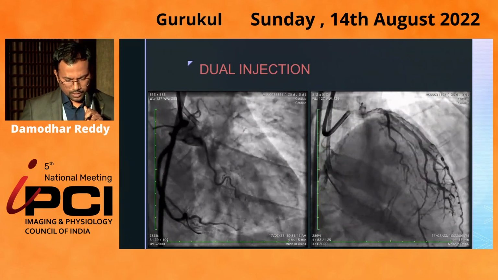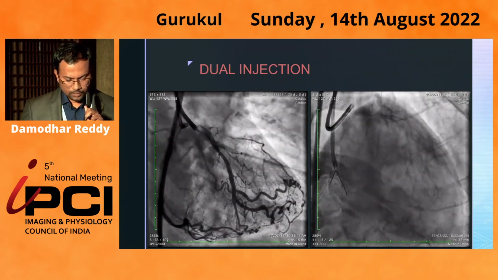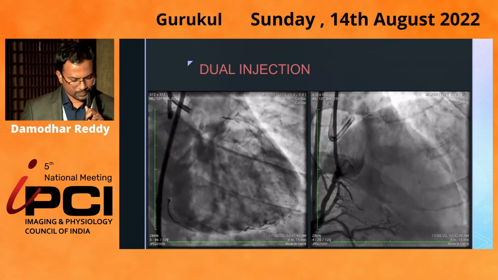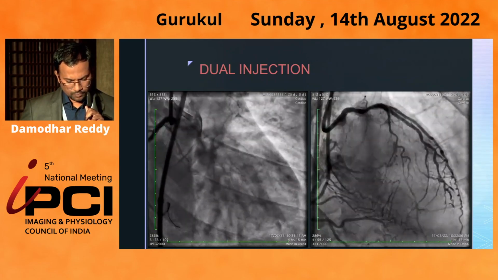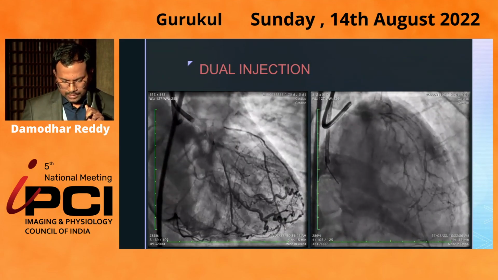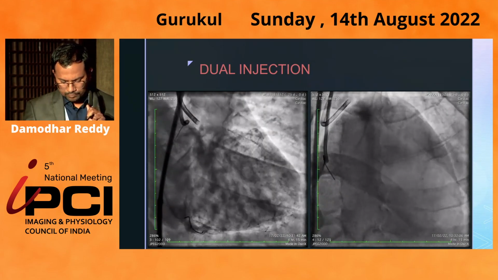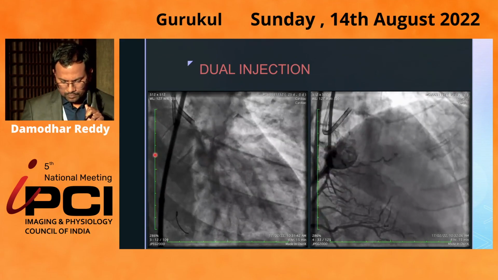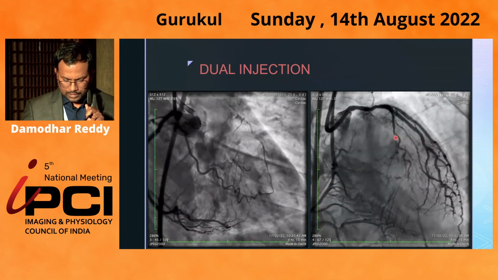So you can see beautiful collaterals with good interference from the distal RCA to the LAD. You can see the LAD is filling retrogradely till the mid LAD.